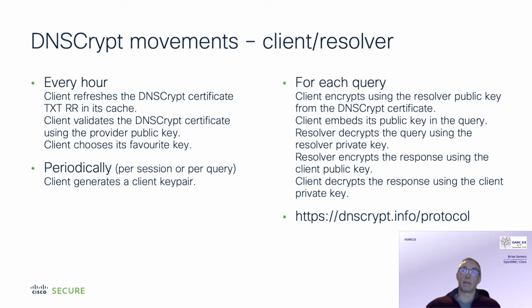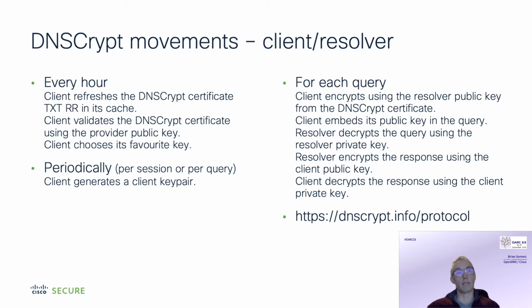So then from the client's perspective, the client wants to talk to the resolver. Every hour, and this is based on the DNSCrypt certificate TXT RRset's TTL, the client will refresh that RRset and will choose out of the RRset its favorite key. Its favorite key will usually be the key with the highest version number. Well, certainly the one that's got valid dates, but the one with valid dates and the highest version number. And it will keep that in its back pocket ready for encrypting things. It's only interested in the resolver public key at this point.